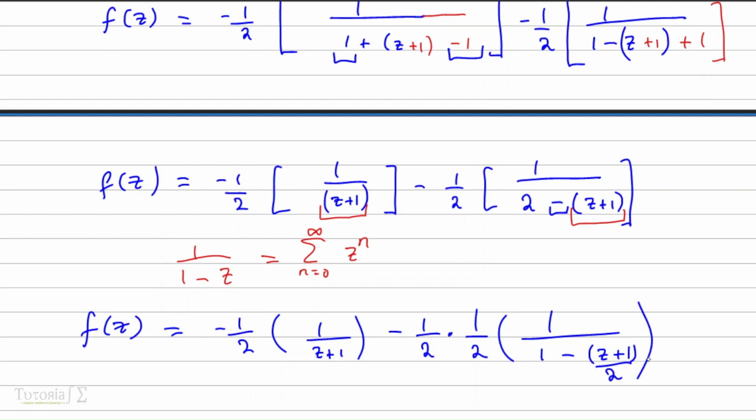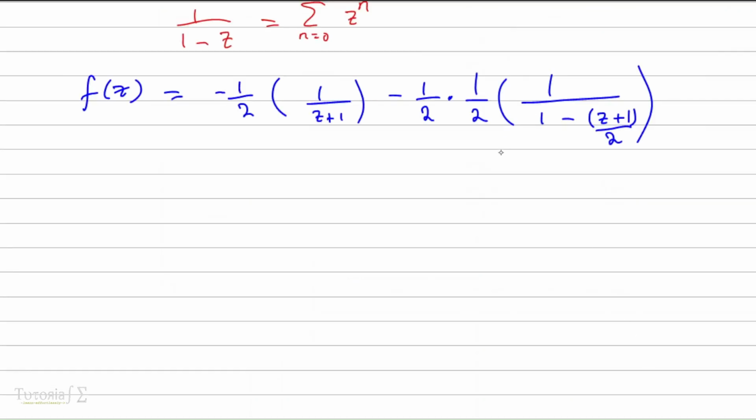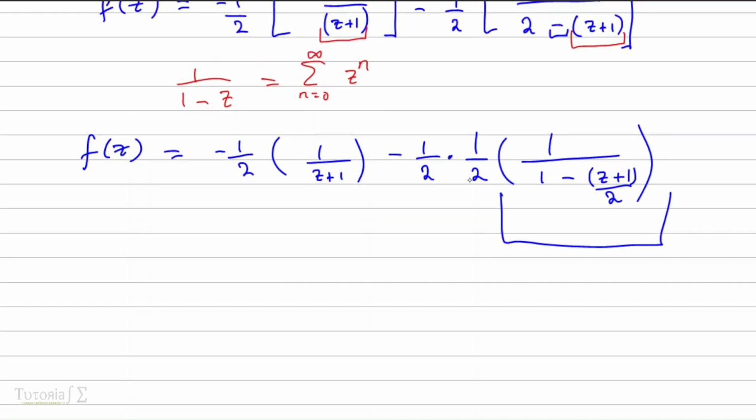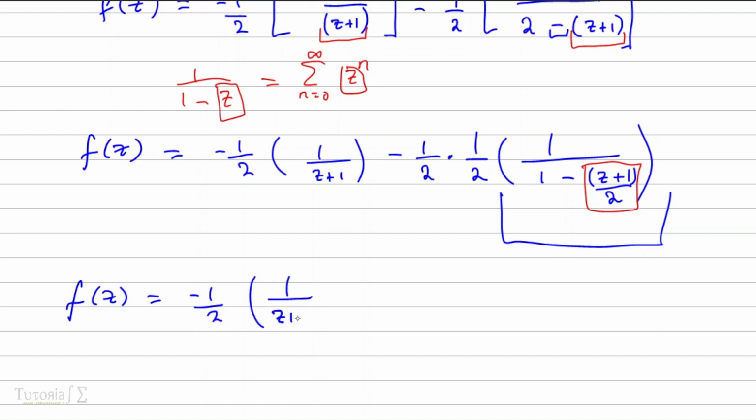Okay, like this. So now we can manipulate this part because we know that this is of the form that we are looking for. So this whole lot of this part is representing z. So we'll replace this whole lot of this part here. Okay, so f of z will be equal to negative 1 over 2, 1 over z plus 1.